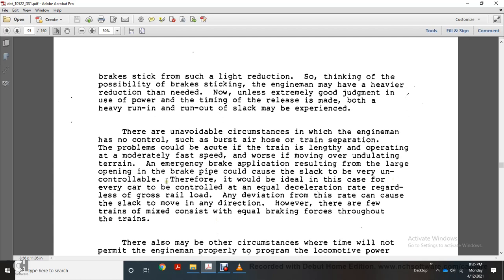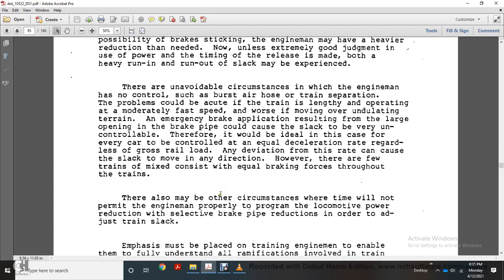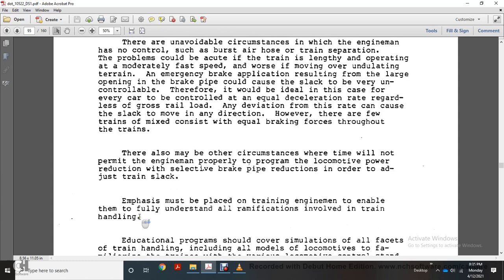A variable-controllable system would therefore be ideal, in which every car has control equal to the acceleration rate, regardless of the grade or gross rail load. Any deviation from this rate can cause the slack to move in any direction. Therefore, the aim is for the train to make consistently equal braking force throughout the train. There have also been many other circumstances where time will not permit the engine man to properly program the locomotive power reduction with the selection of brake pipe reduction in order to adjust the train slack.